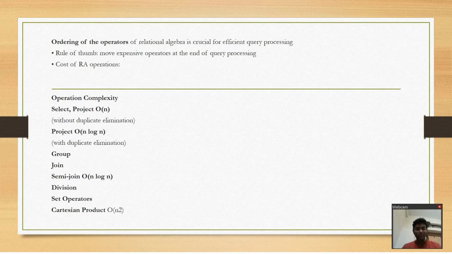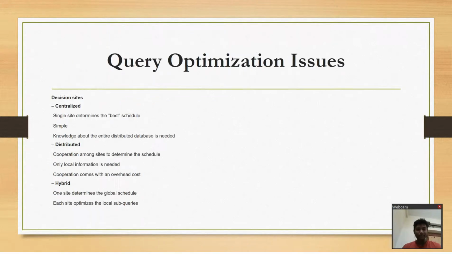Remember the image that I asked you to remember. These can be the operation complexity: if it's a select, project, group, join, or semi-join, what their costs and complexities could be. Then there are query optimization issues. What kind of optimization issues can occur? We have to consider whether it's a centralized environment, a distributed environment, or a hybrid environment, and what kind of problems can occur.